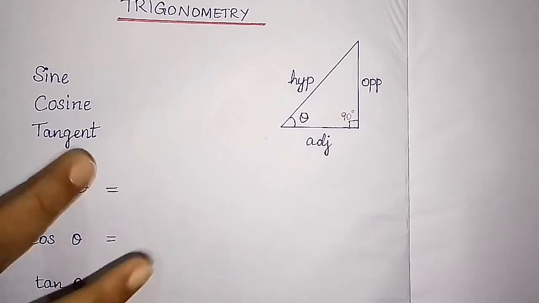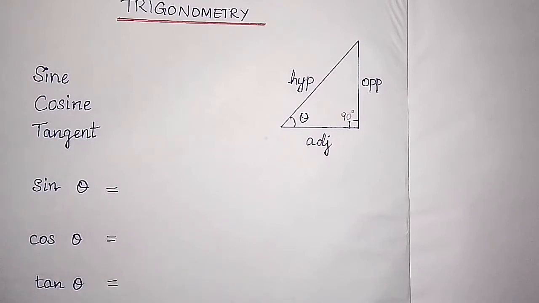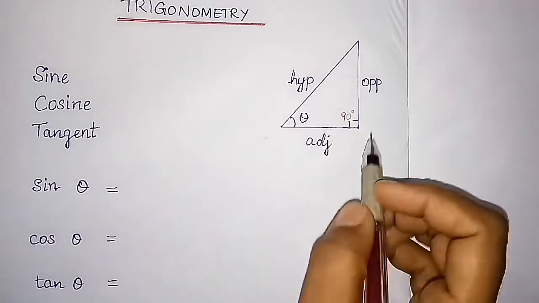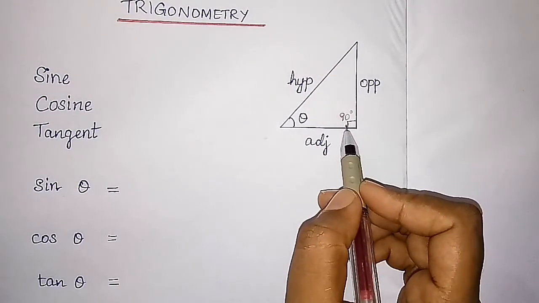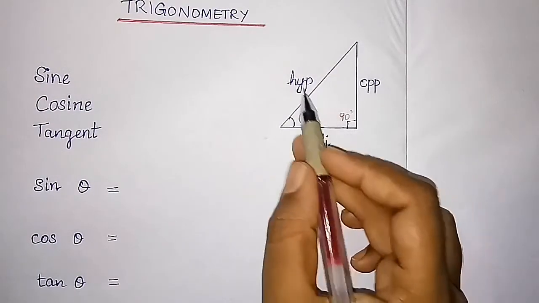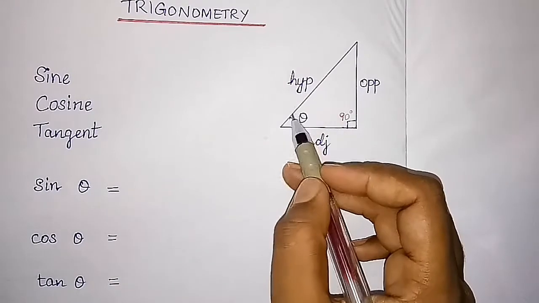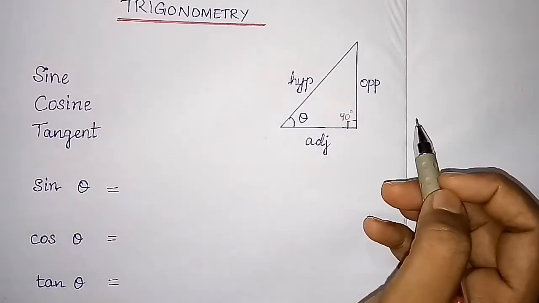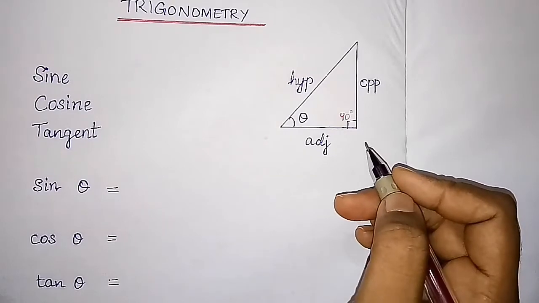Trigonometry is completely based on a right triangle. In a right triangle, you will have an angle of 90 degrees. The side which is opposite to 90 degrees is called the hypotenuse.